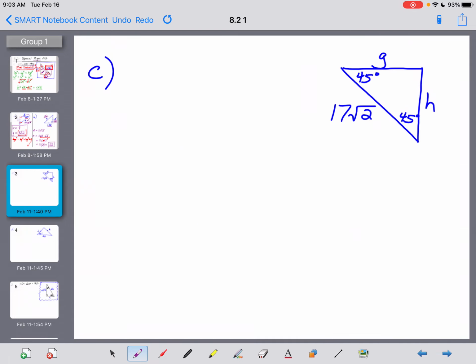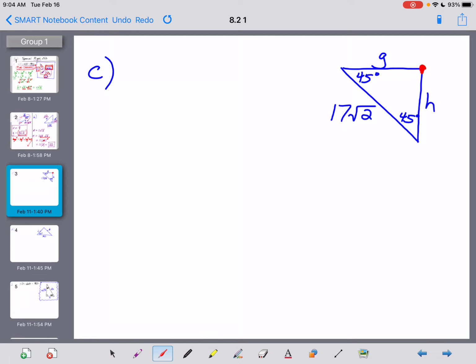All right, let's do 2 more examples with this, just to see how the plot can thicken a little bit. Okay, what's going on in C? For starters, don't just assume. Is this a 45, 45, 90 triangle? Well, we see the 45 and the 45, but we don't see a 90. It certainly looks like there's a right angle right here, but let's think about how we might know that.